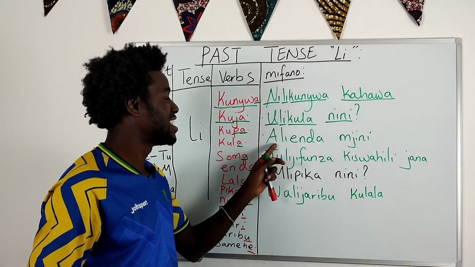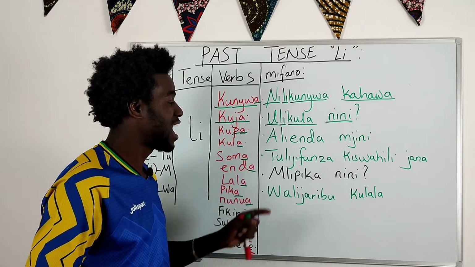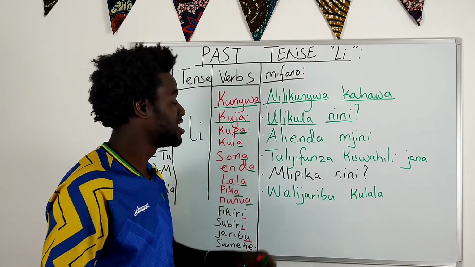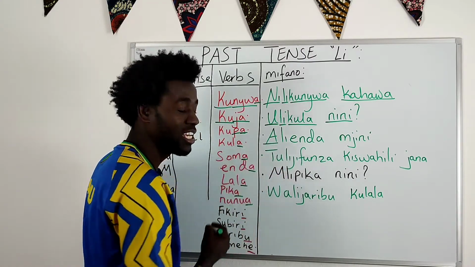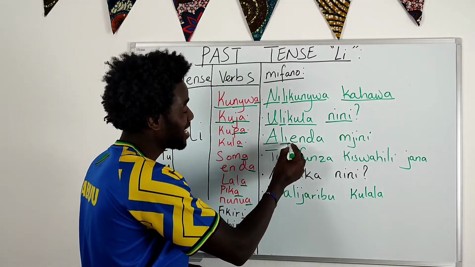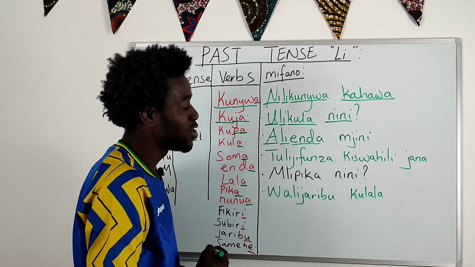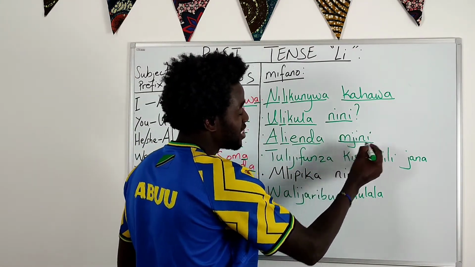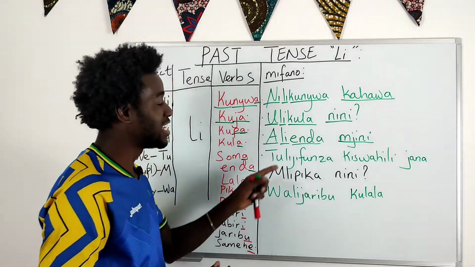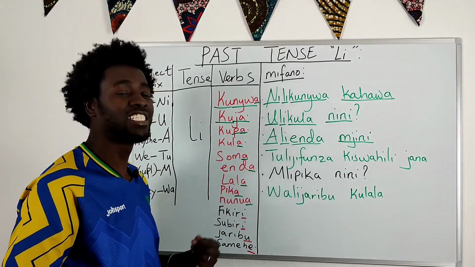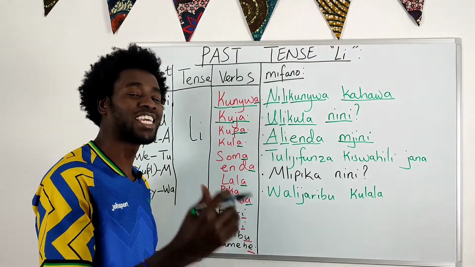Good. Number 3 is alienda mjini. A stands for he or she, and li our past tense, and enda, this is go, and mjini, this is to town. So alienda mjini, she went to town, or he went to town.